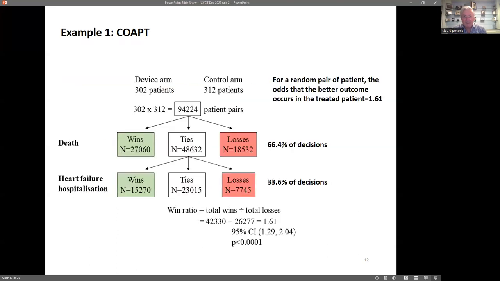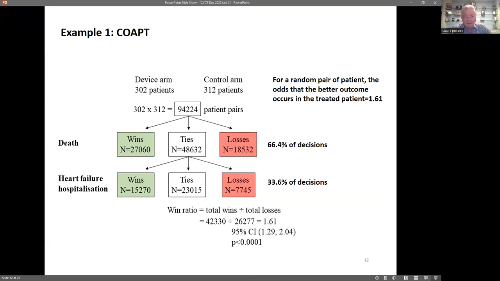This, I find, is the most useful diagram for displaying what the win ratio is doing. So for the device arm, you have 302 patients. The control arm, you have 312 patients. Therefore, the number of patient pairs that you're going to do a comparison device versus control is 302 times 312. So you actually have 94,224 patient pairs to look at.